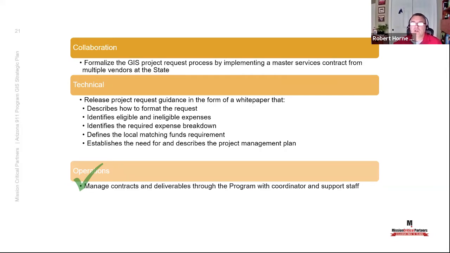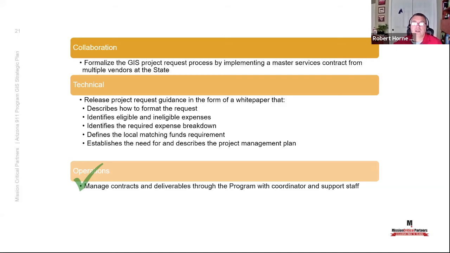So the state will put forth a master services contract that includes all of the things that we have identified as gaps at the local level. We can write a white paper for the locals that tells how you can format that request, what is eligible for funding, and how you're going to break that down, and then whether there is a local matching funds requirement. It also shows the need for a project management plan and how you are going to write that project management plan.